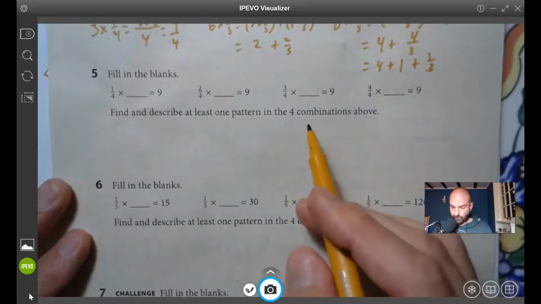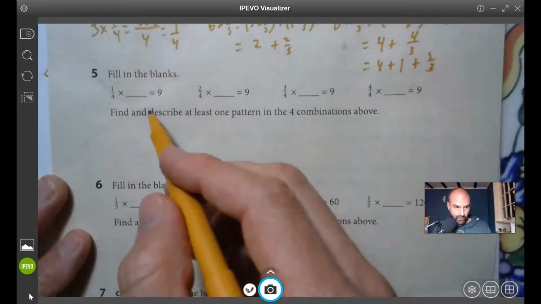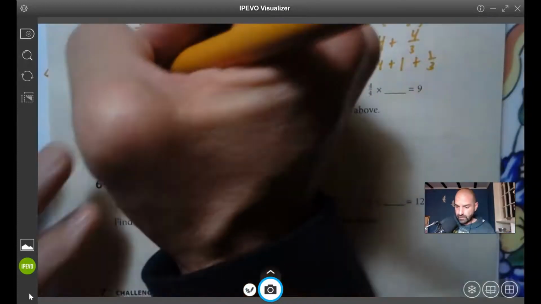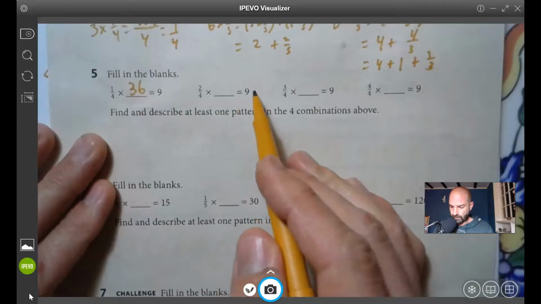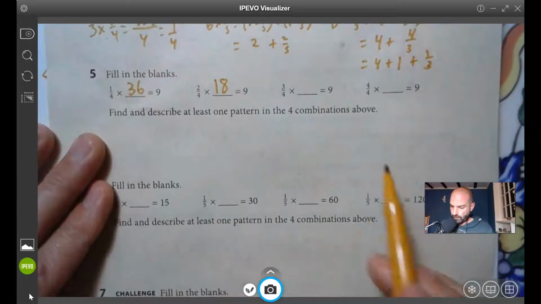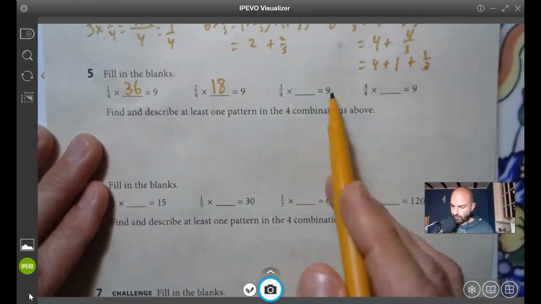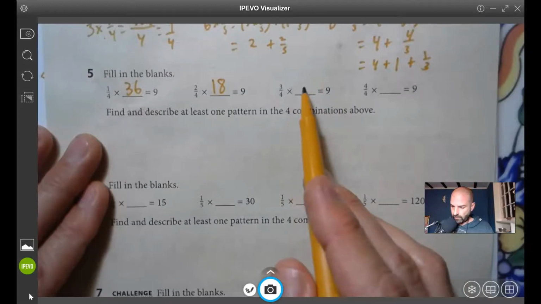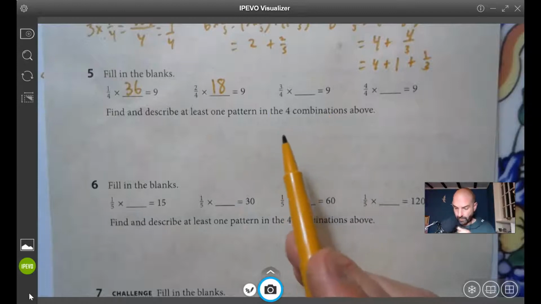Okay, so 1/4 of something is 9. Well, 1/4, how do I figure that out? 4 times 9 is 36. 2/4 of something is 9. 2/4 is 1/2, so that would be 18. Oh, okay, that went down by half there. 3/4 of something is 9. My number is going to be less, isn't it? Because this factor is growing. That's a pattern I could talk about.